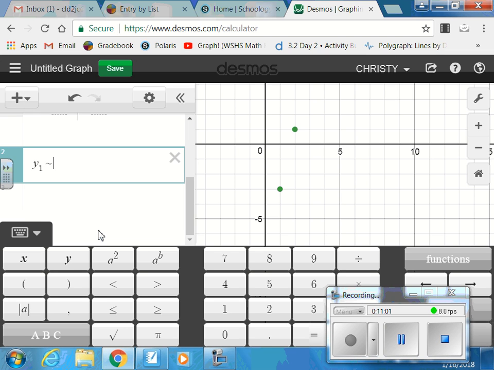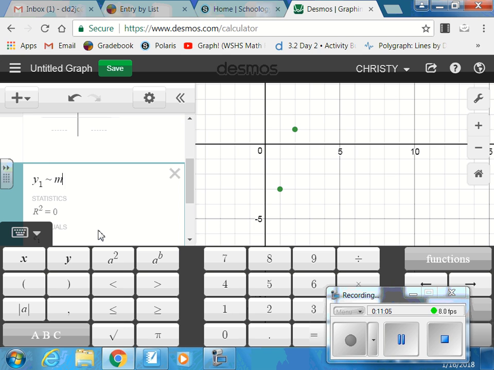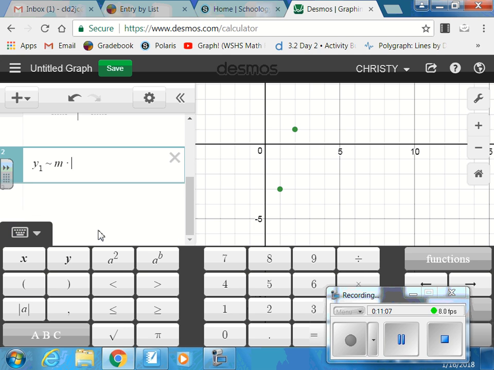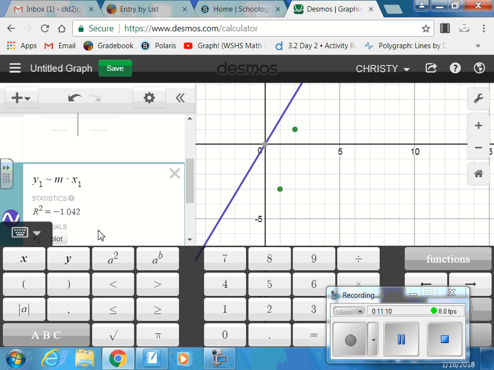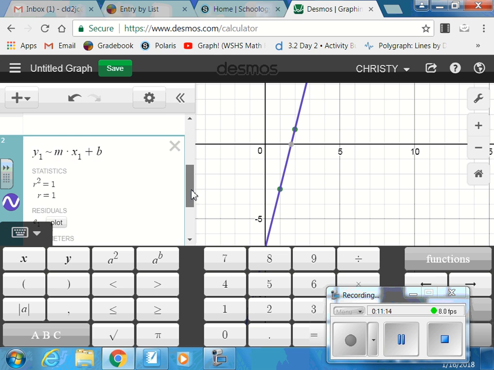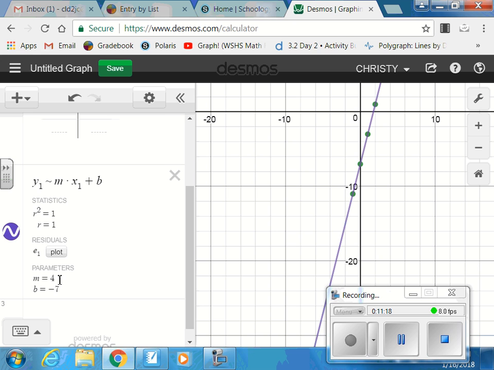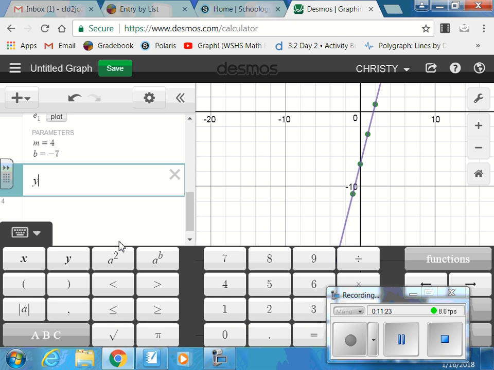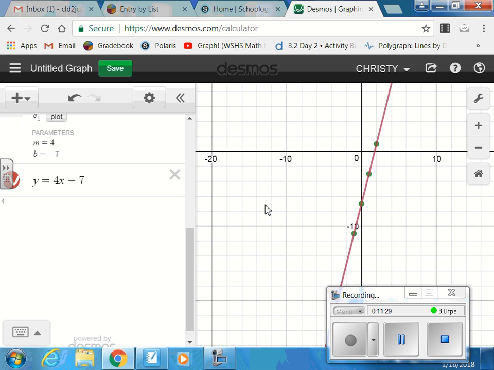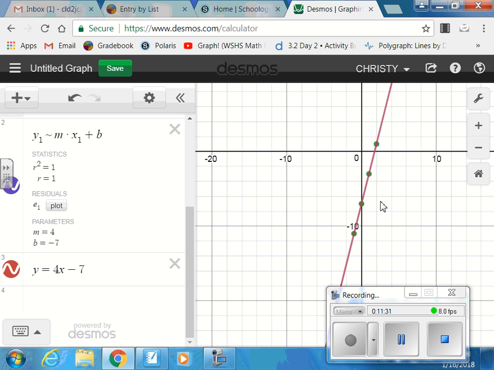Y equals mx plus b, but you have to use a tilde. So y tilde m, lowercase m, times x, we'll make it x1, plus b. It's a perfect fit. Now my r value is a 100% fit. You can see it. My m value, my slope is 4. My b value is -7. And I'm just going to write that equation out for practice. Y equals 4x plus 7, well, minus 7. And then you can see your red line fits right over top of your purple line. It's a perfect fitting line.